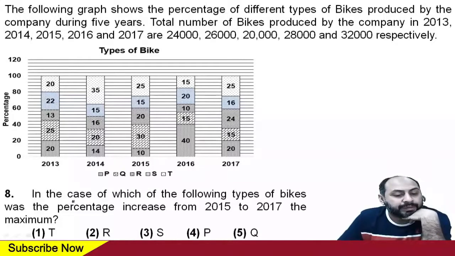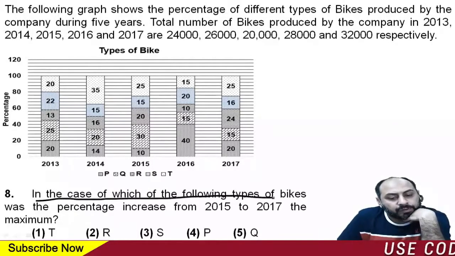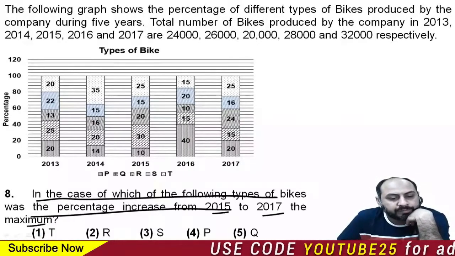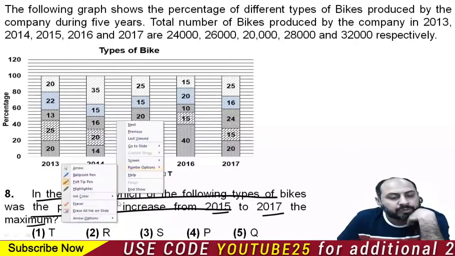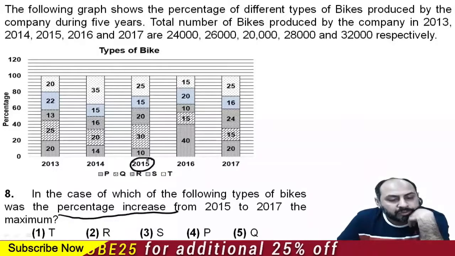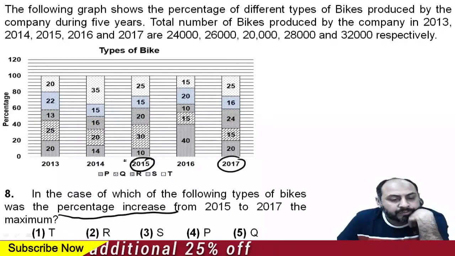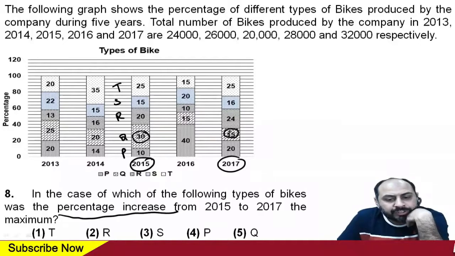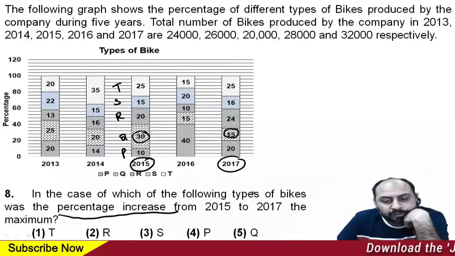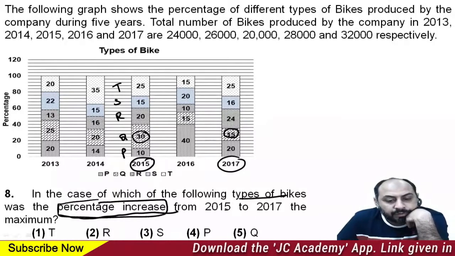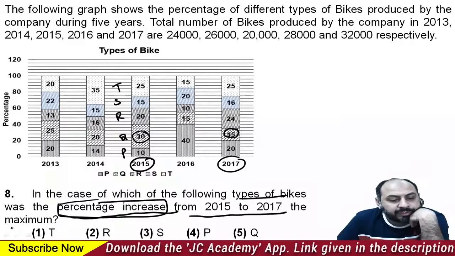Let's move on to question number 8. In the case of which of the following types of bikes was the percentage increase from 2015 to 2017 maximum? So they are asking you about the percentage increase in which type from 2015 to 2017. So this is P, this is Q, this is R, this is S, and this is T. So Q is out of question. Why? Because the value is degrowing.